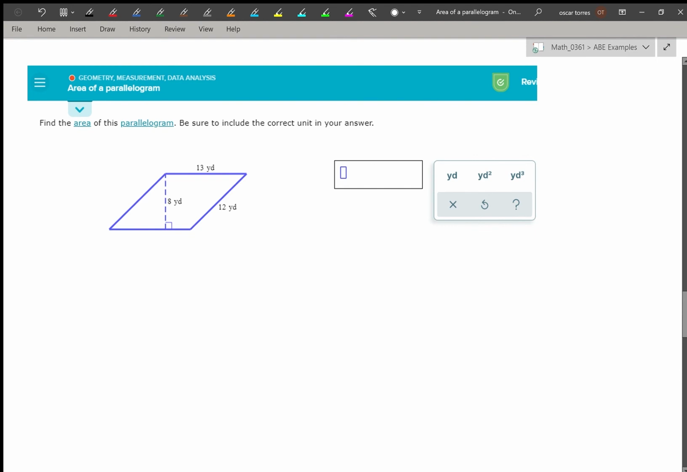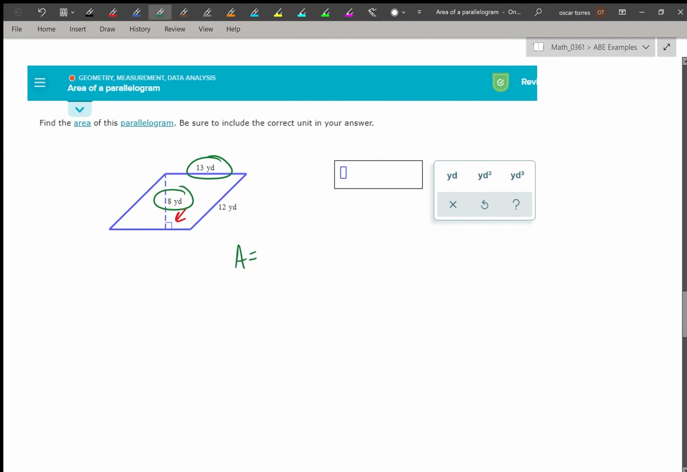This problem wants us to find the area of this parallelogram. So we need to identify the 90-degree angle before we can do anything. That 90-degree angle is down here. So it's made out of this dotted line and this other line at the bottom. We have the height. The height is 8. But now we need to identify the length of the bottom segment of this parallelogram. And that would be exactly the same as this top segment. So our base is actually a 13.